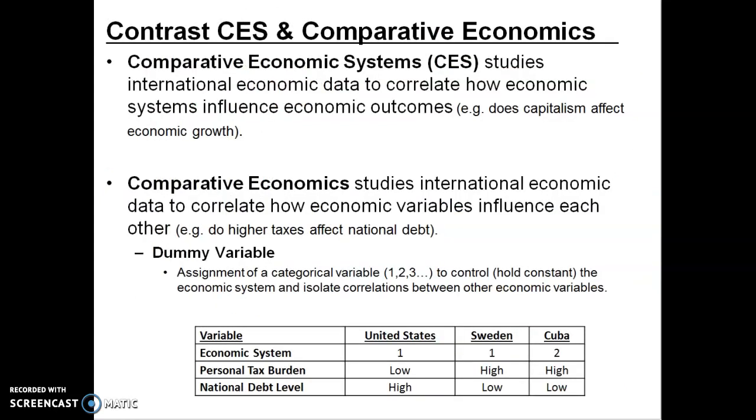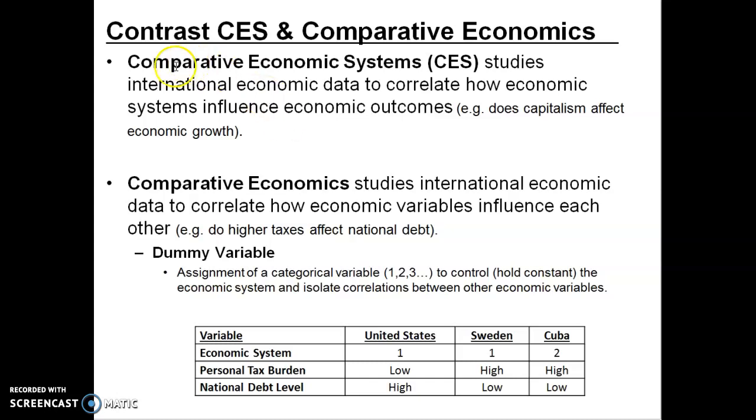Let's wrap up this section with contrasting comparative economic systems, which is what we are studying from comparative economics. Comparative economic systems studies international economic data to correlate how economic systems influence economic outcomes. So we talk about how capitalism influences economic growth, or how socialism influences economic growth, how capitalism influences unemployment, how socialism influences unemployment, those types of things.